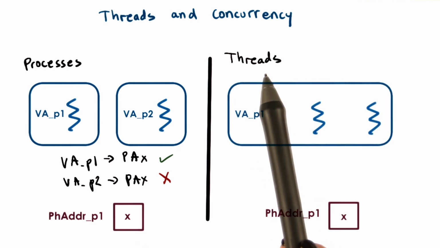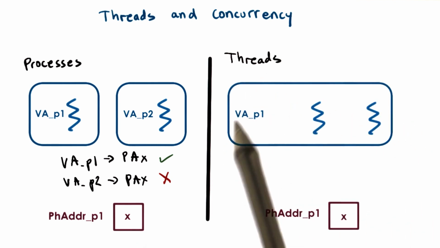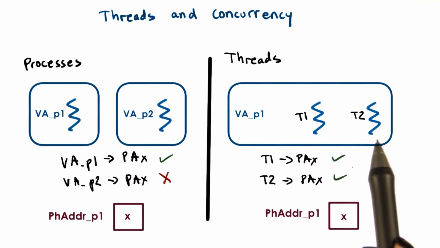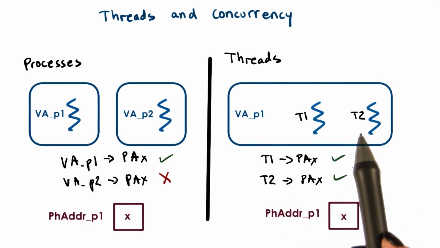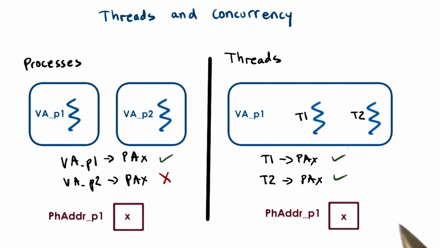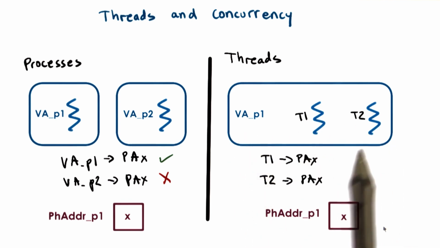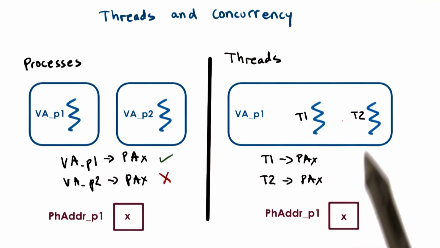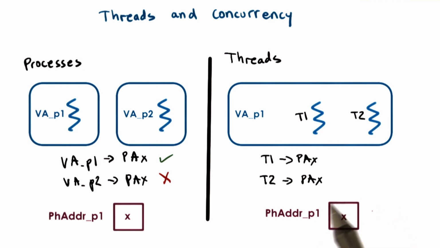Threads, on the other hand, share the same virtual to physical address mappings. So both T1 and T2, concurrently running as part of an address space, can both legally perform access to the same physical memory, and using the same virtual address on top of that. But this introduces some problems. If both T1 and T2 are allowed to access the data at the same time and modify it at the same time, then this could end up with some inconsistencies.